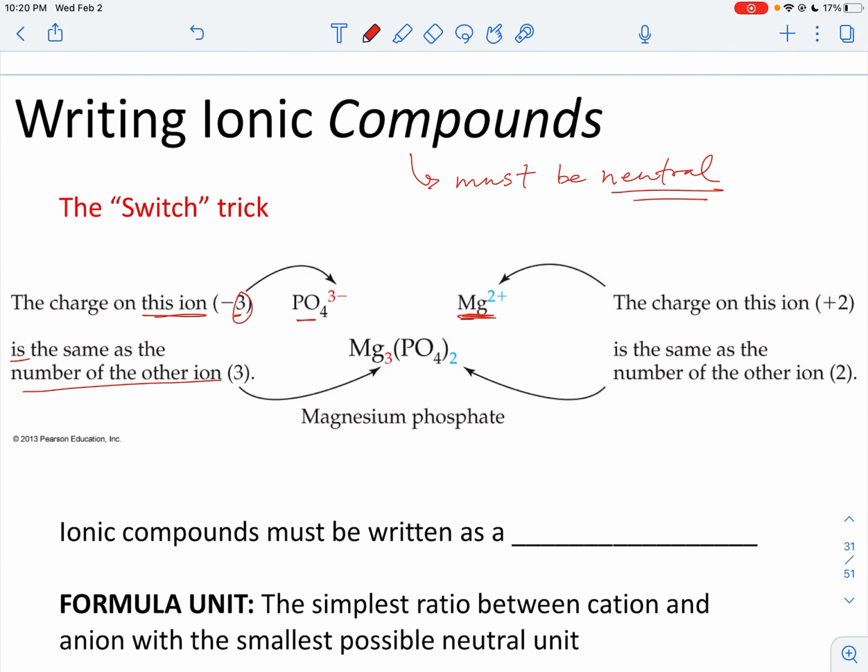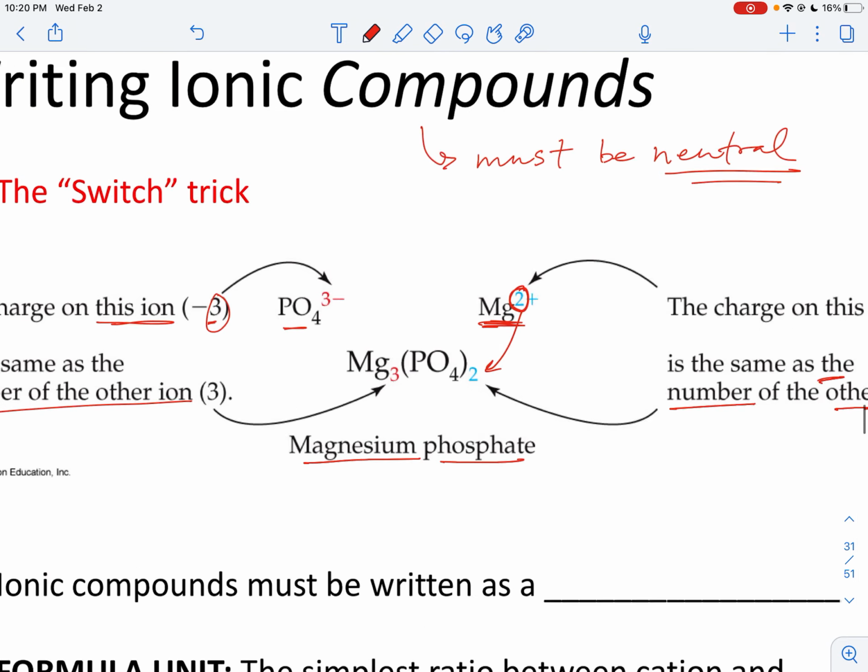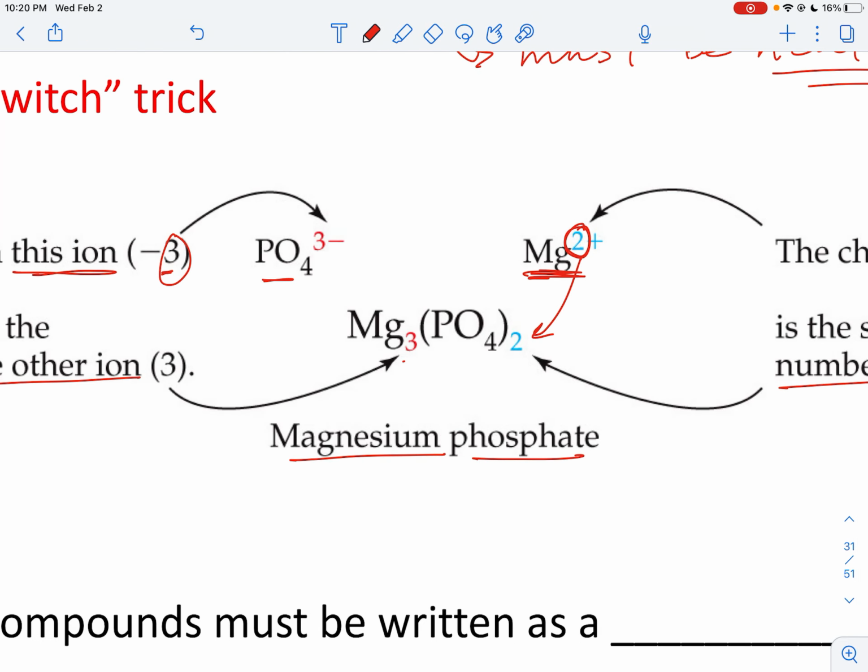Now let's look at the other side. You can take the charge on magnesium here, which is +2, but we're just going to take the 2 there. That's going to tell us the number of the other ion that we need. So if we're taking the charge from the cation, that 2 is going to tell us how many anions we need in our compound. Okay, so to get magnesium phosphate, you should end up with 3 magnesiums and 2 phosphates in your compound.